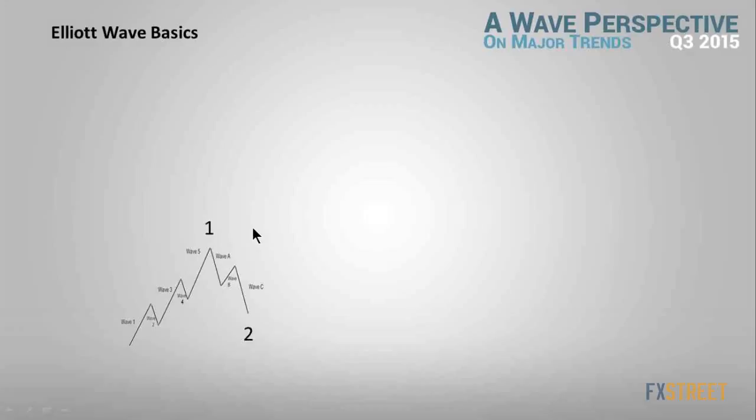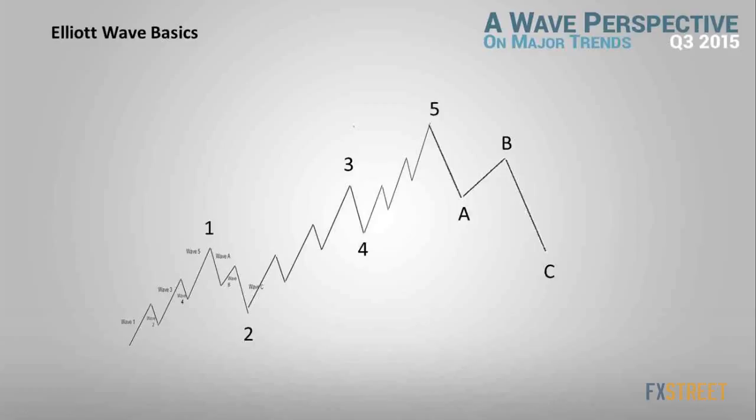To complete this pattern, price would unfold toward the upside to complete a third wave before consolidating in a sideways manner to complete a fourth, and then moving toward the upside to complete a 5-wave structure. After the 5-wave structure completes, we expect a 3-wave decline to correct the whole structure.